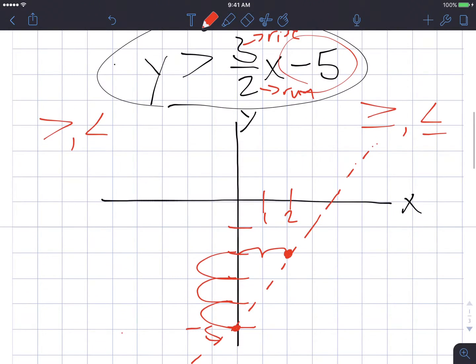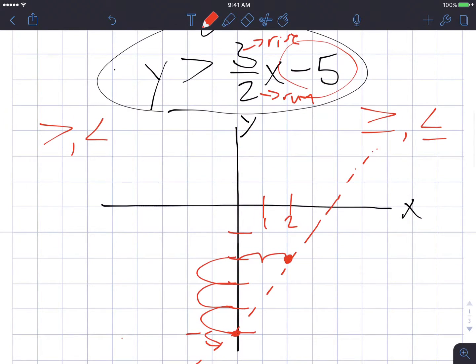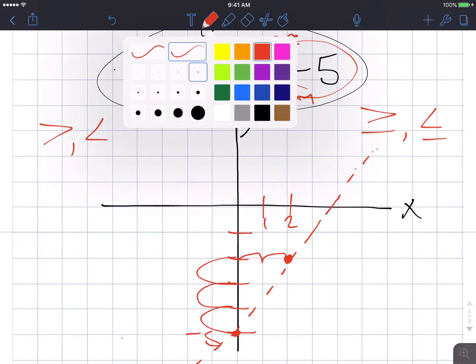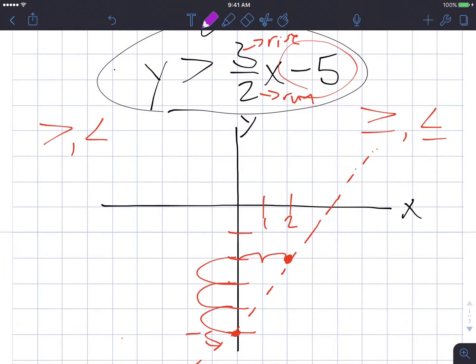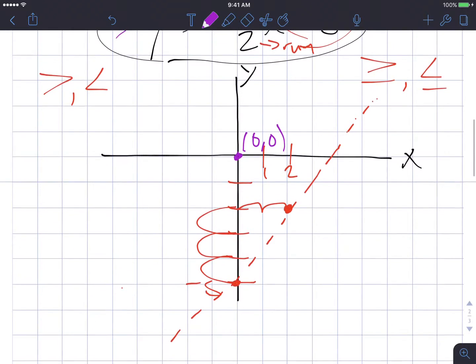Now, the big thing here is finding out where to shade. Just like we had open circle, closed circle, now we're going to have shading above or below. So the best way to do that is to just pick a point at random and test it out. Okay? So I always like to pick 0, 0. And you're going to see what I mean by that right now. We're going to plug 0, 0 into our function right here.